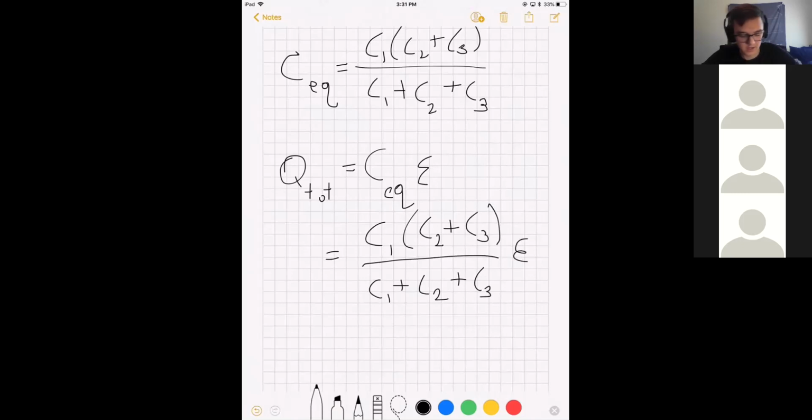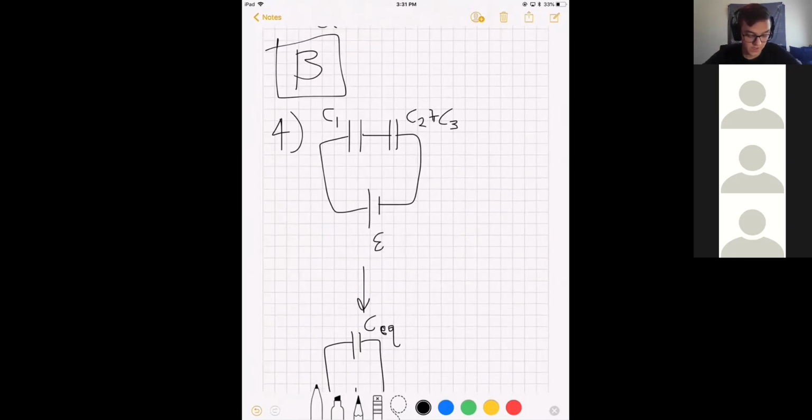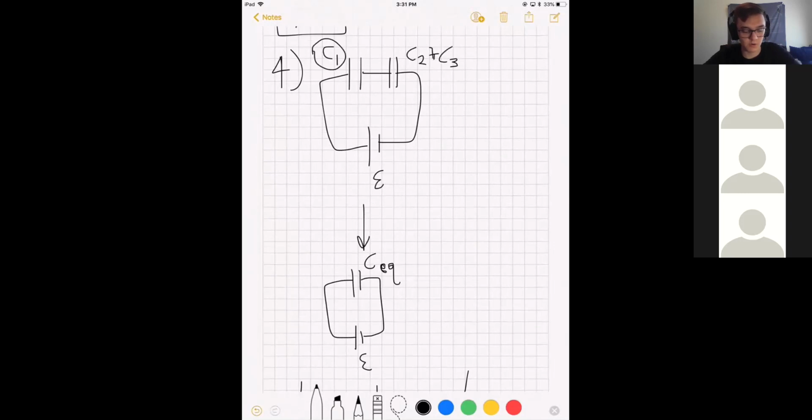And then we're just slapping on E on the end of here. So that's equal to Q total. We're not after Q total, we're after Q2. So let's figure out what's on C1 and then work backwards from there.